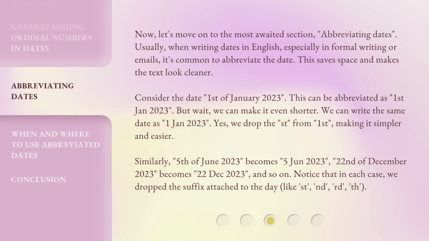But wait, we can make it even shorter. We can write the same date as the 1st of January 2023. Yes, we drop the suffix from first, making it simpler and easier. Similarly, 5th of June 2023 becomes the 5th of June 2023, 22nd of December 2023 becomes the 22nd of December 2023, and so on. Notice that in each case, we dropped the suffix attached to the day, like st, nd, rd, th.